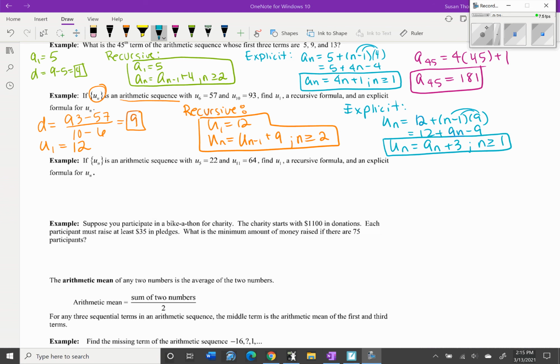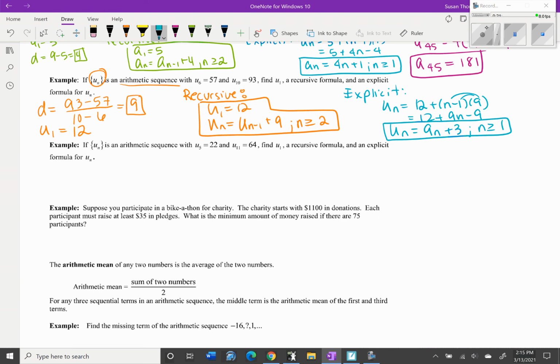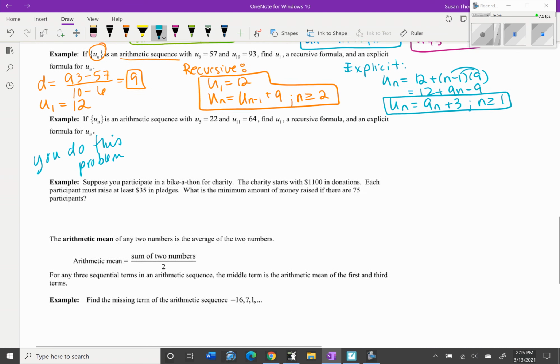All right, so this next example is pretty much the same as the one we just did. So you do this one on your own, and if you need to, you can check your work with the online answer key.